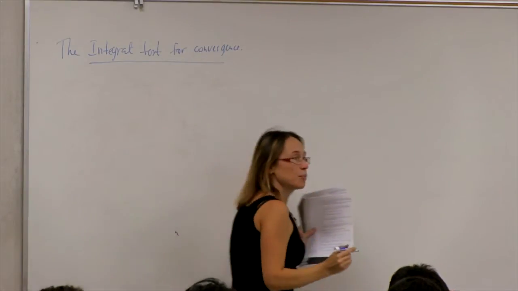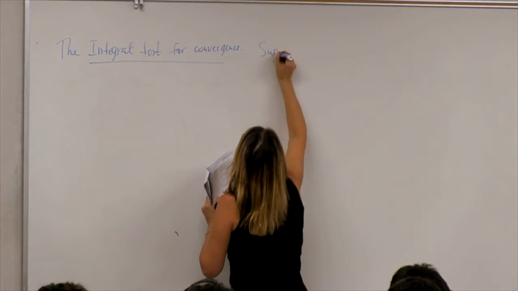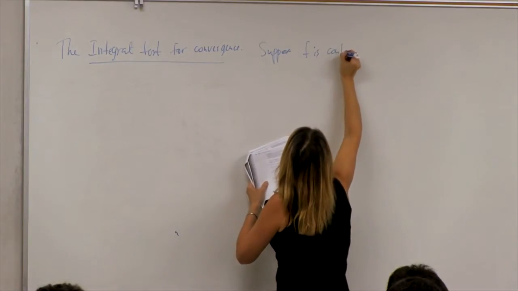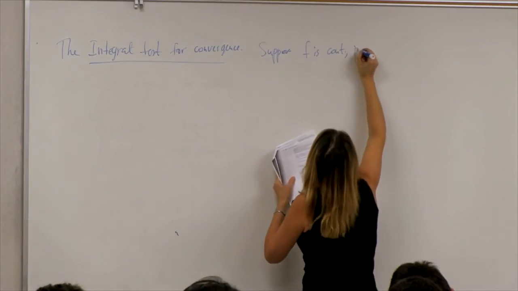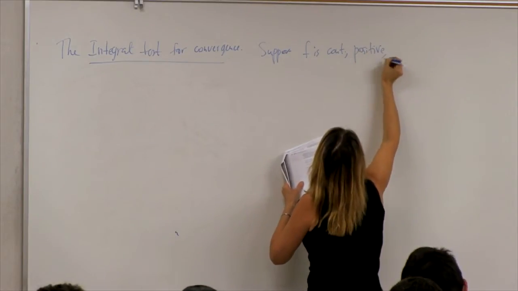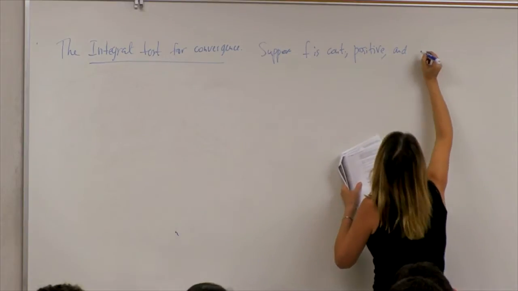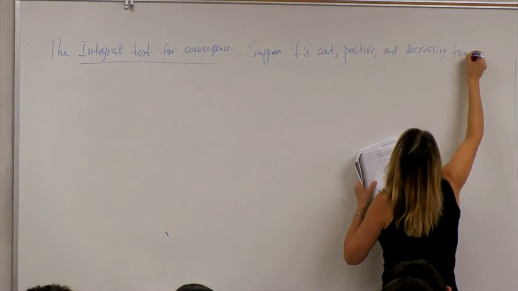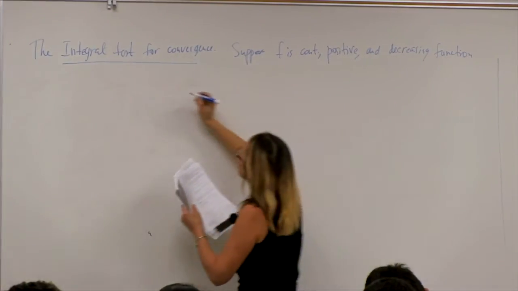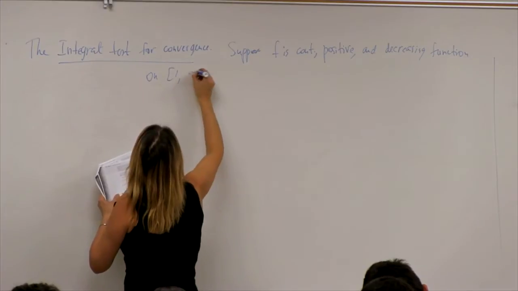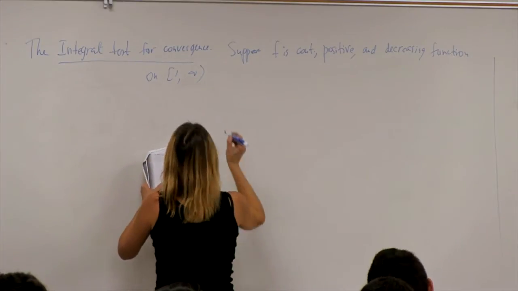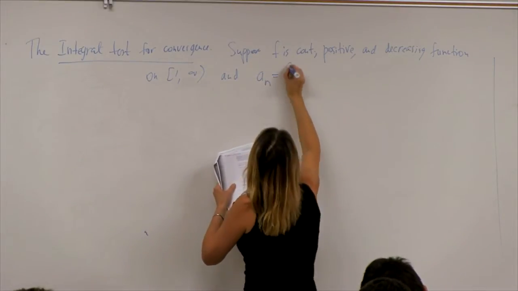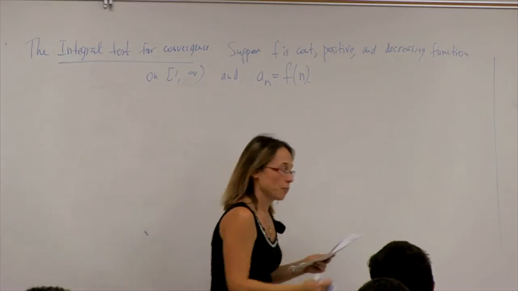So there are a few assumptions that have to be satisfied. Suppose that f is a continuous, positive, and decreasing function on a semi-infinite interval like this. And we say that the terms of my sequence are related to this function. Okay.